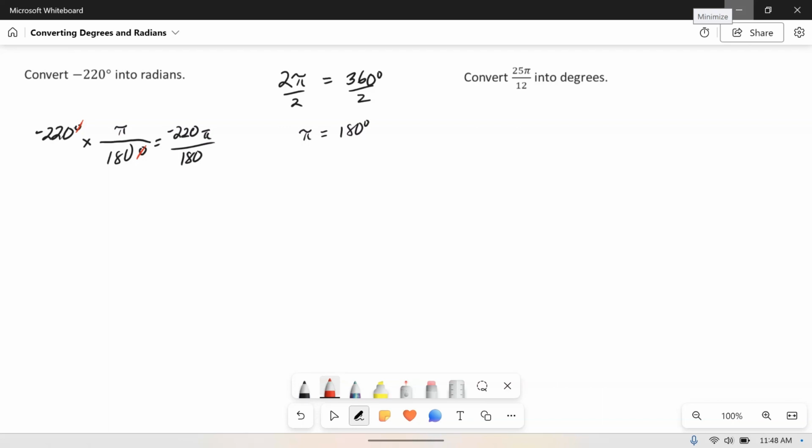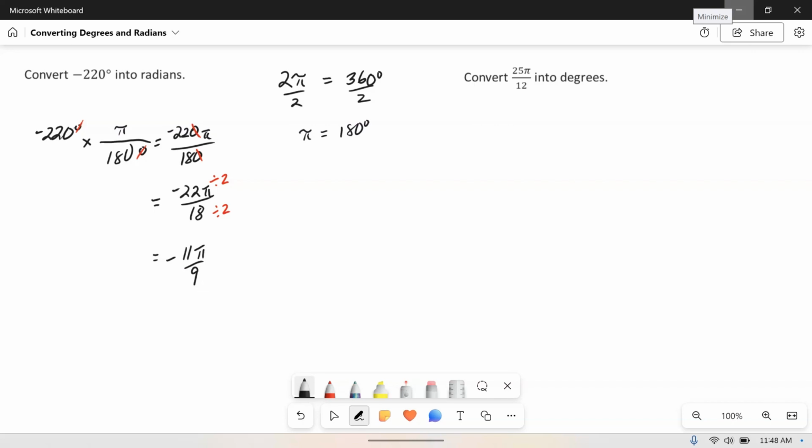If we look at the numerator and the denominator, both of our numbers have a 0 in them, so we can divide both numbers by 10, and doing so gives us negative 22 pi over 18. 22 and 18 are both even numbers, so we can divide the 22 and the 18 by 2, and that gives us negative 11 pi over 9. And so negative 220 degrees is equivalent to negative 11 pi over 9 radians.